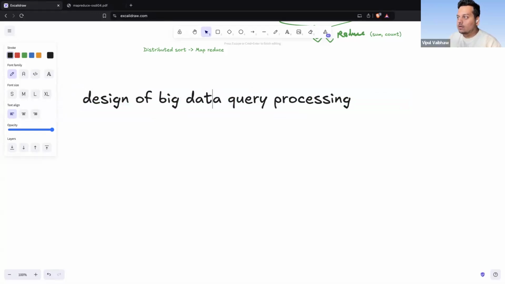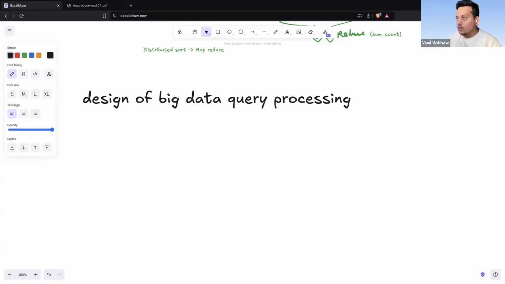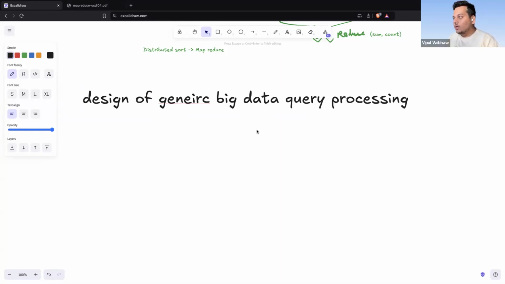The design of a generic big data query processing.